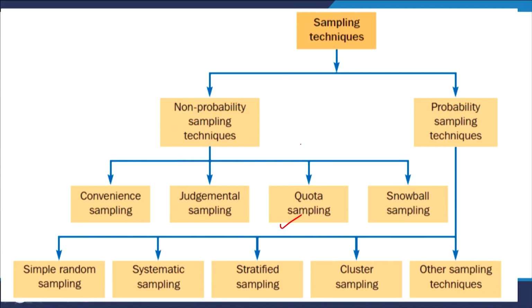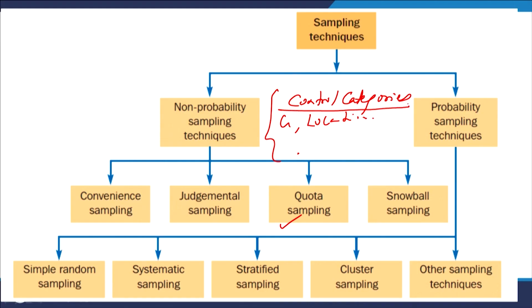Quota. Quota is another method where the researcher develops control categories. What are the control categories? For example, maybe the gender, the location. So, on what basis do I collect my respondents? Quota helps in the first step.